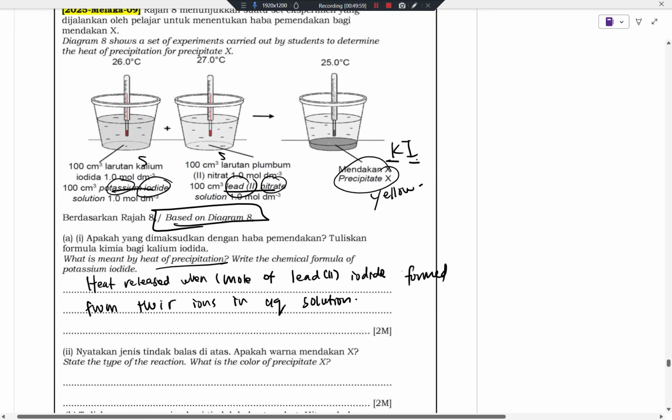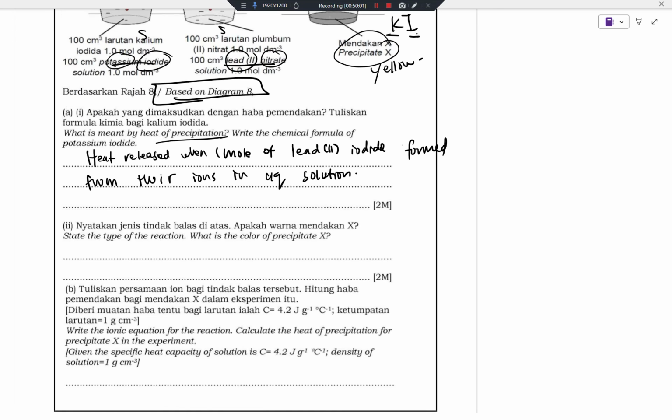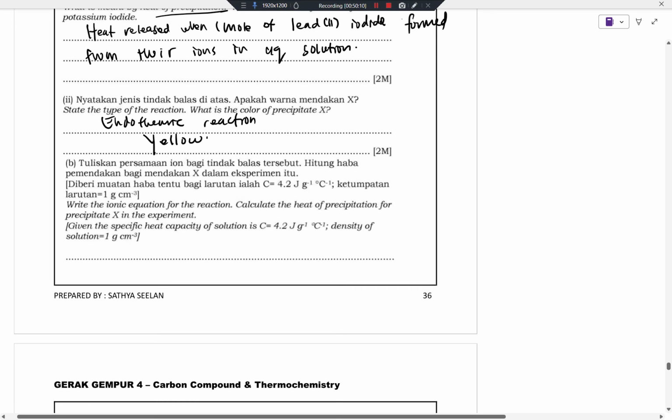State the type of reaction. 27 to 25, endothermic. What is the color? That's the yellow color. We know lead iodide is a yellow precipitate.